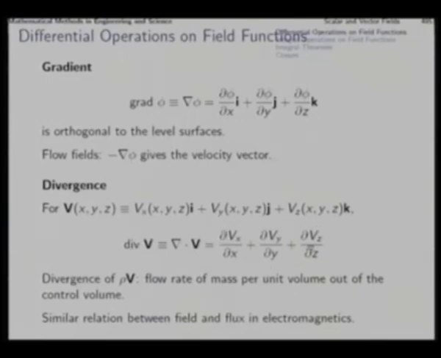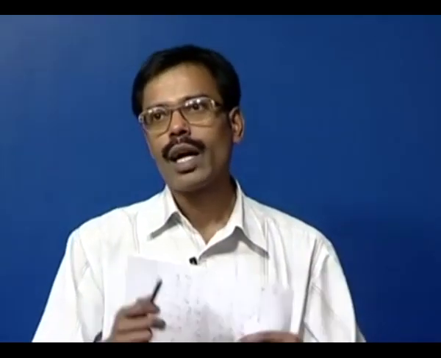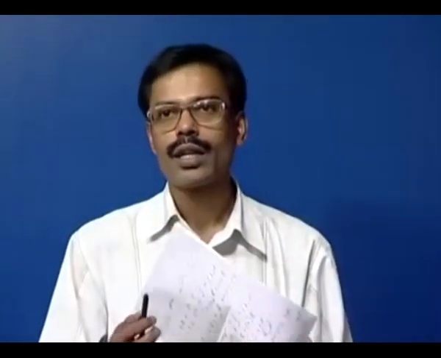Now, this also has a direct meaning in the context of fluid flow, that is divergence of rho v, where rho is the density and v is the velocity vector, gives us the flow rate of mass per unit volume out of a given control volume. There are similar relationships between field vector and the flux in the case of electricity and magnetism.